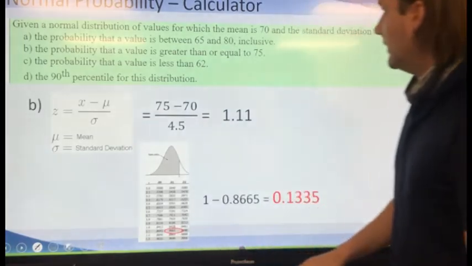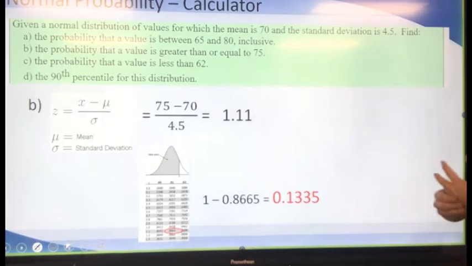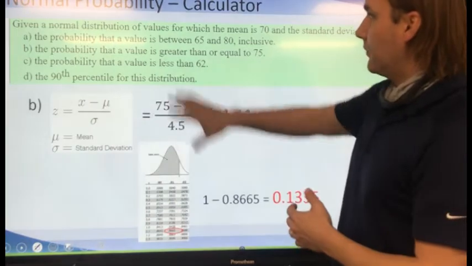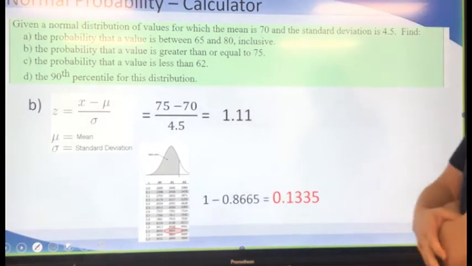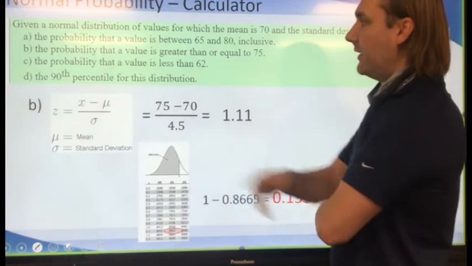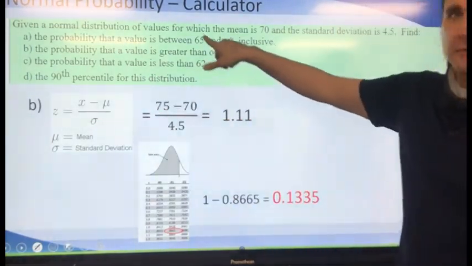Let's see. Speaking of the normal model, something I want to bring up is, remember when we asked problems like this? Given a normal distribution of values for which the mean is 70 and the standard deviation is 4.5, find the probability that the value is between 65 and 80, find the probability that the value is less than 62, find the 90th percentile. Can I remember these problems?